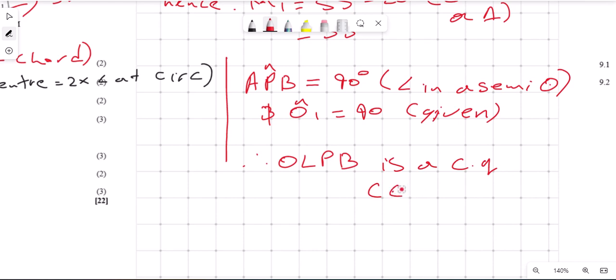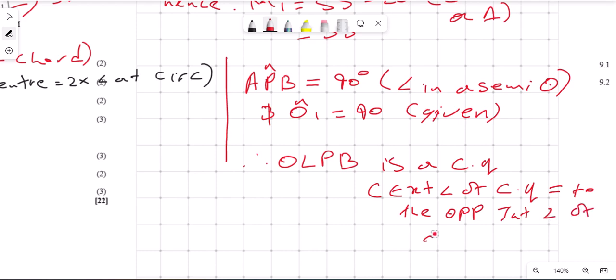Exterior angle of a cyclic quad equals the opposite interior angle of a cyclic quad. Very long reason. Yes, then we get our 3 marks here. Nice.